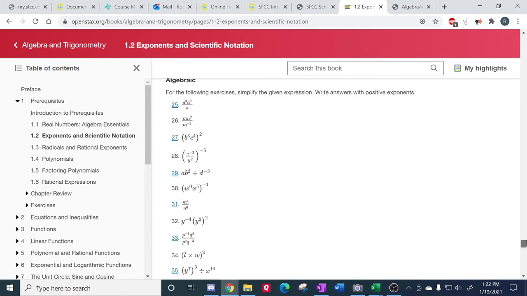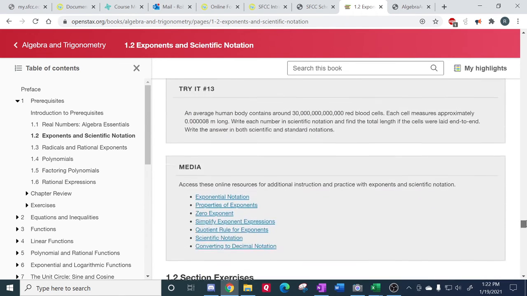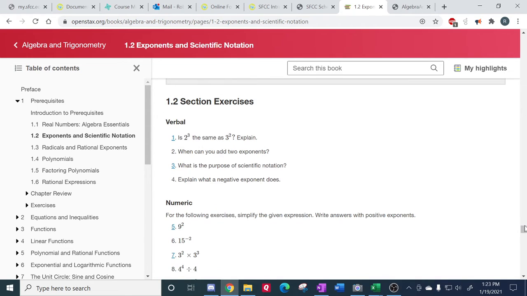And then it gives you all the problems. And if it still isn't working for you, try a different browser. Once in a while, it's a browser issue.